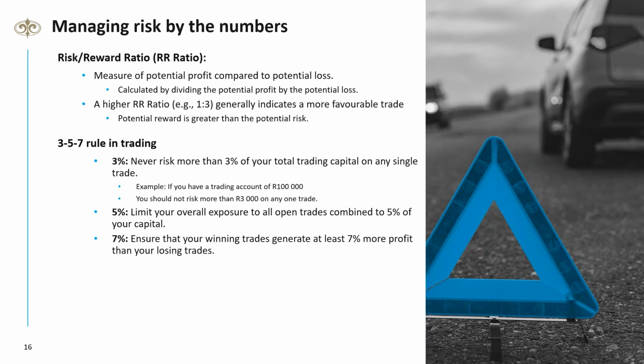You basically divide the potential profit by the potential loss. So whatever your profit is divided by your stop loss will give you what we call the risk reward ratio. For example, a risk reward ratio of 1 to 3 basically indicates a favorable trade. I'm willing to risk R1 to make R3. So it just tells you that it's a good trade.